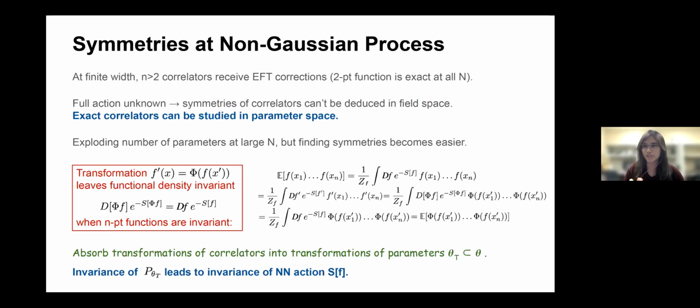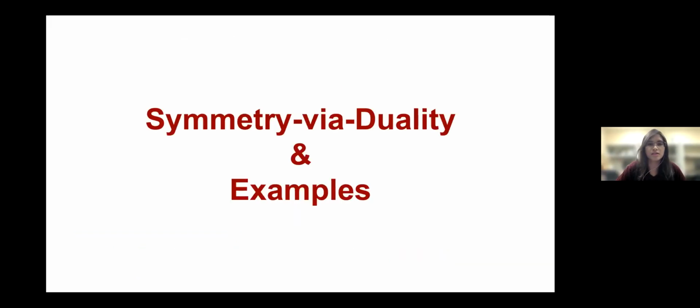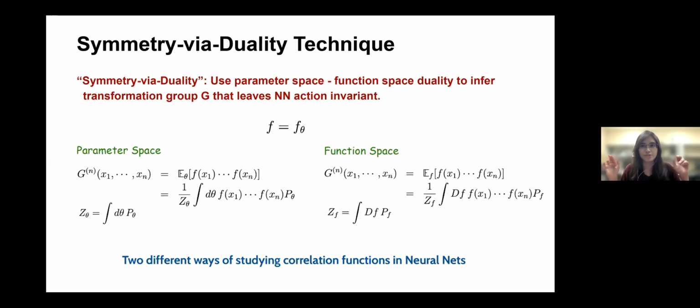So this is the crux of the story of how we are going to solve the problem of not knowing the symmetries in the function space language. And this is what we call symmetry via duality. In a nutshell, we are taking advantage of parameter space and function space duality, or the dual frameworks, to infer the transformation group that will leave the neural network effective action, or the action at any weight, invariant, all using the fact that the neural network output might be constructed as a function and parameters, or it might be some draw from a function space.